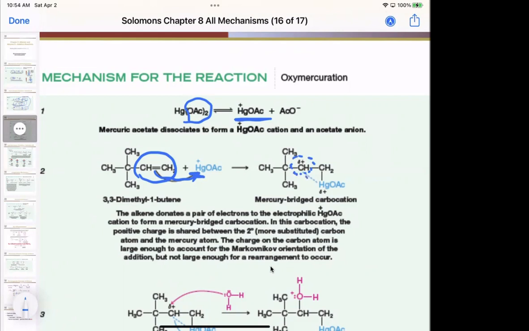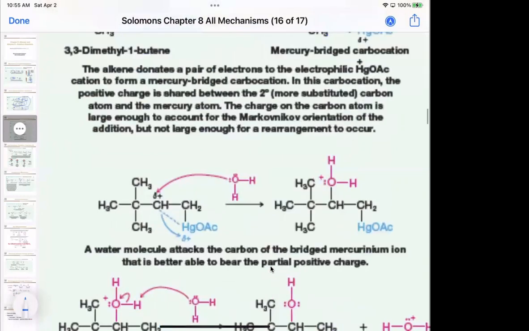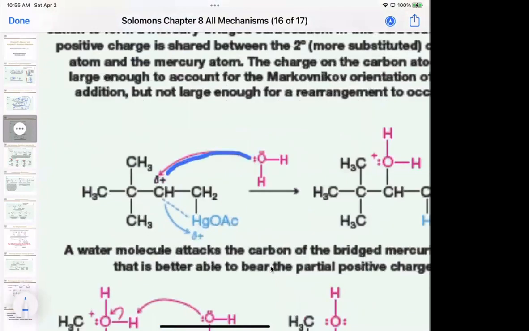Note it's trying to associate with it because it's still partially positive. It's still trying to get this secondary bond here. But notice what it does: the mercury is staying on the least substituted side, just like a proton would. And so then we have our partially positive carbon here. Now our water can come in and act as the nucleophile and make a new sigma bond. And notice we have a protonated alcohol from that product here.